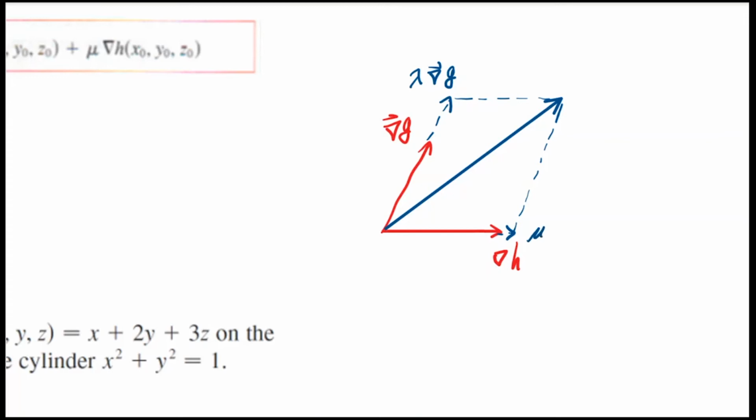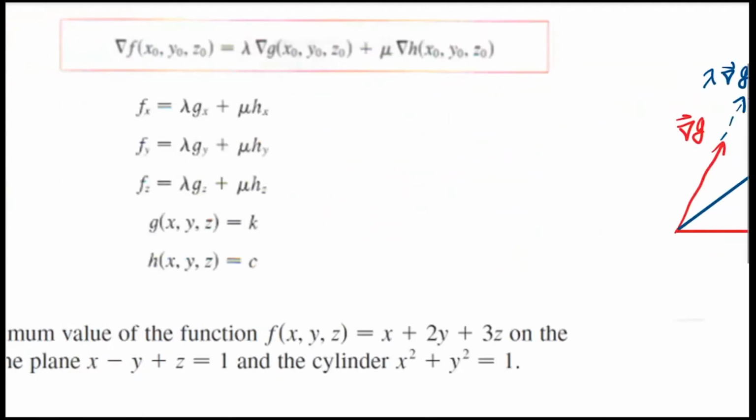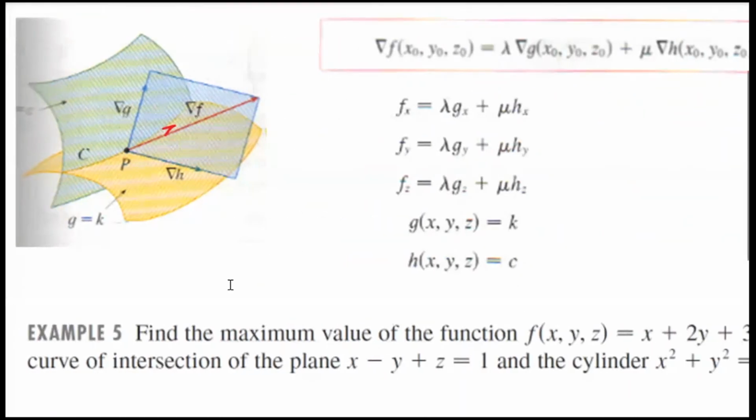Likewise, this thing, another constant, let's call it mu, because that's what the book uses, and the gradient of H. Then this gradient of F can be written as vector addition of these two. So we can say gradient of F equals lambda times gradient of G plus mu times gradient of H. How about that? That's what's going on here. Does that make sense to you? And this gradient of F vector is still perpendicular to now not these two surfaces, but that curve. Good.